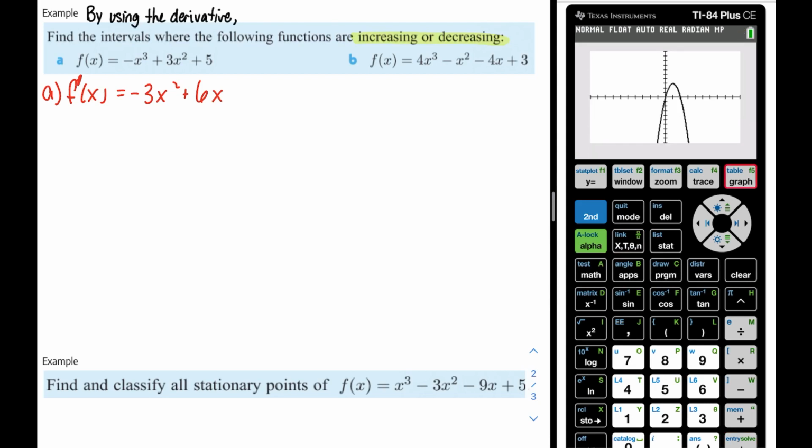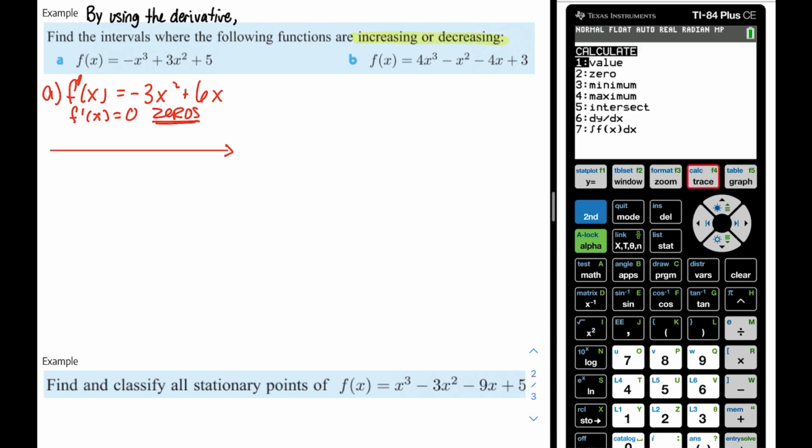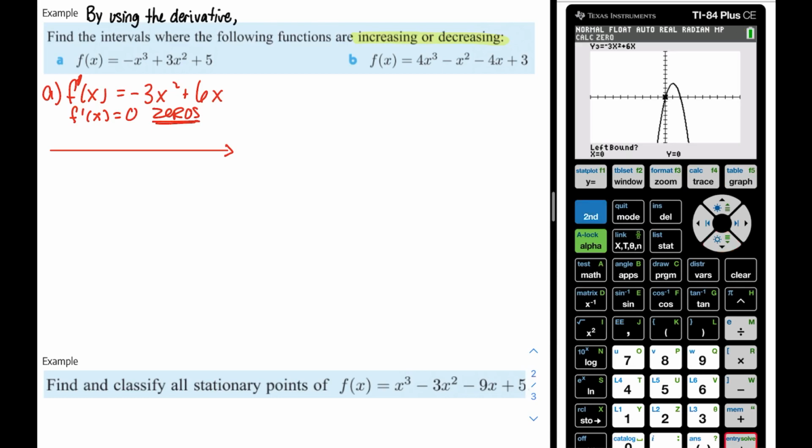This is the graph of my derivative. Now we are going to figure out what our stationary points are. Stationary points means when is my derivative equal to 0. So I'm looking for the zeros in my calculator, second function, zeros. I go to the left of the 0 and I go to the right of the 0. And then I guess my first 0 happens at 0, 0.